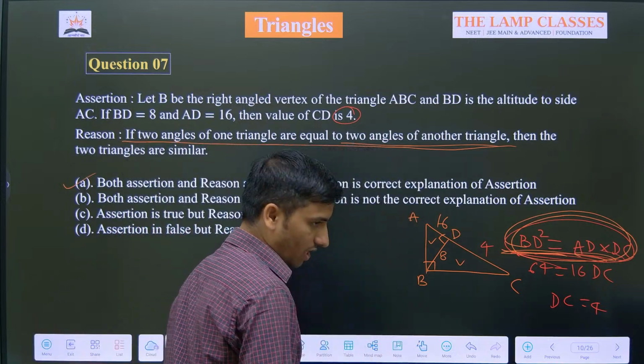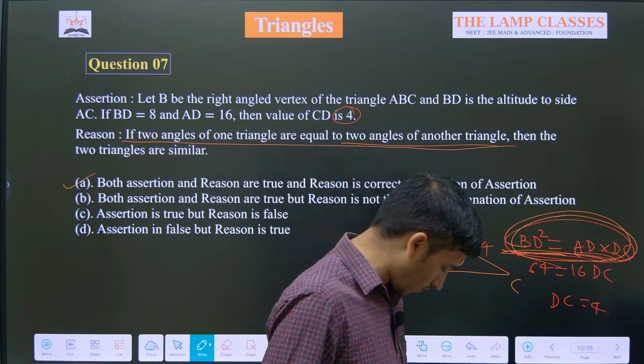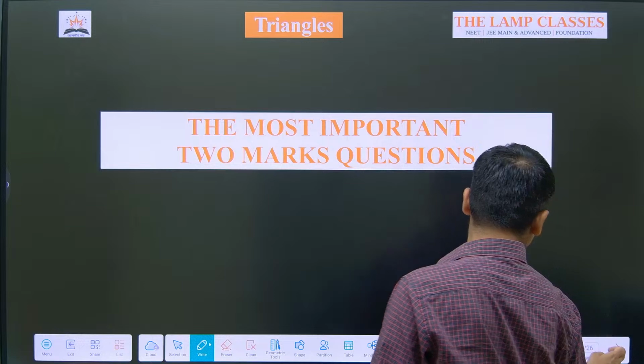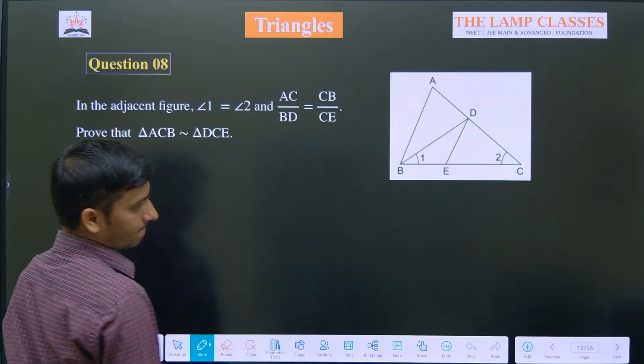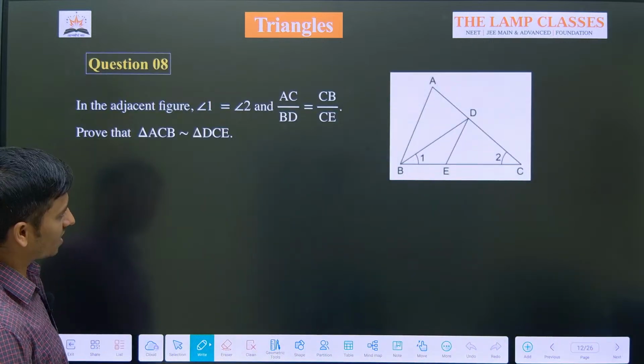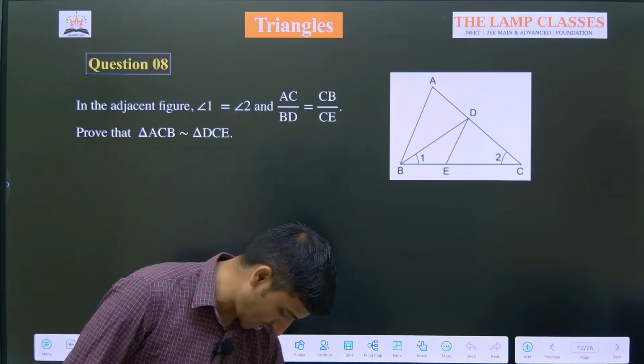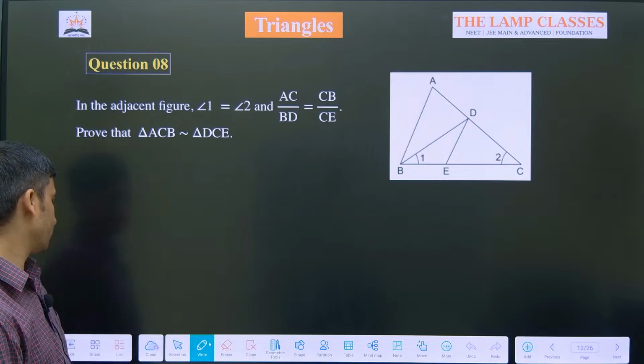Chaliye fir, let's do the next question. Now these are the MCQs, so we'll do more 2-mark questions now. Yeah, this kind of question you might have seen in NCERT as well. And they have asked this type of question many times. That's why I thought it's an important question.